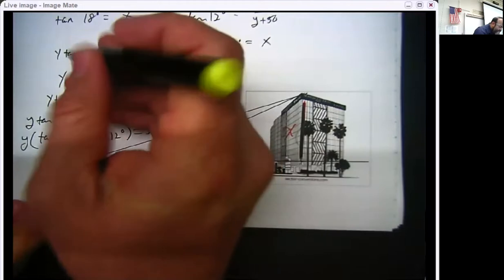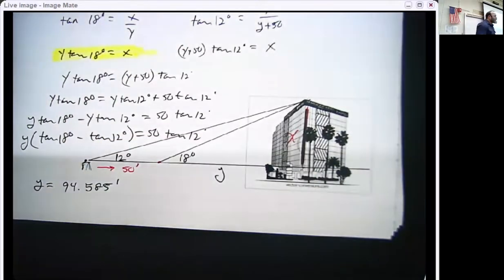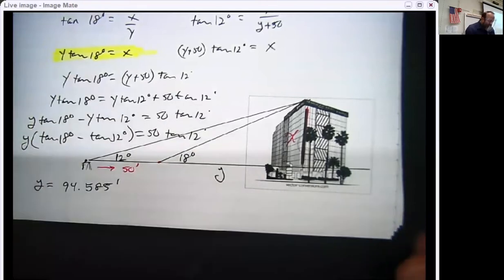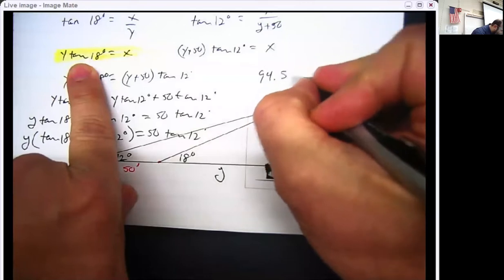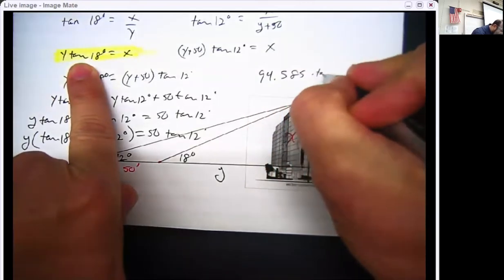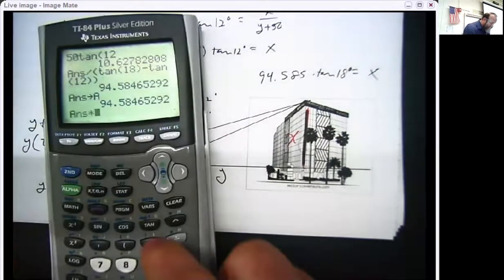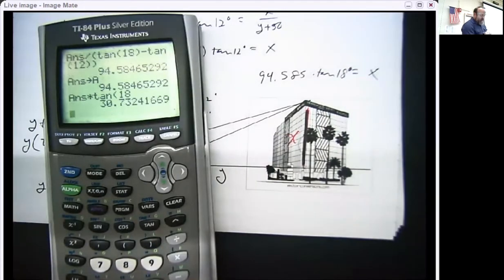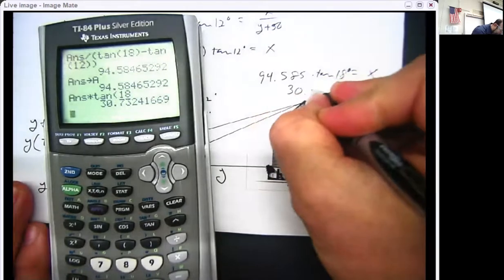But look right here. If we know what y is, what do I have to do now to find out what x is? Plug it in. I need to take the y value that I found, 94.585, times the tangent of 18, should be that x, and I got that this building is 30.7 feet tall. That's x. No, it isn't.